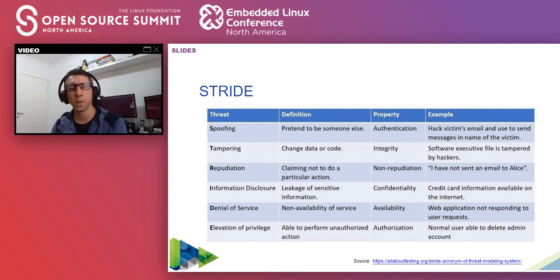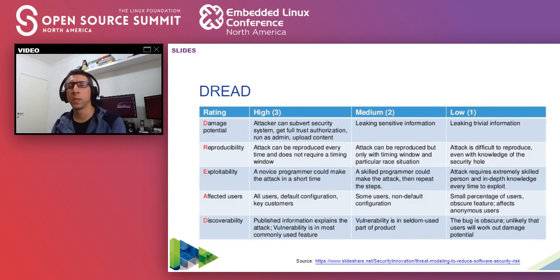STRIDE stands for spoofing, tampering, repudiation, information disclosure, denial of service, and elevation of privilege. And then we would try to identify all of the threats using this methodology. And then we have the DREAD methodology, where we would take all of the threats that we have already identified and rank them. So the idea here is to have a list of the threats organized by the most important threat, or the threat that could cause the most impact on your system, right?